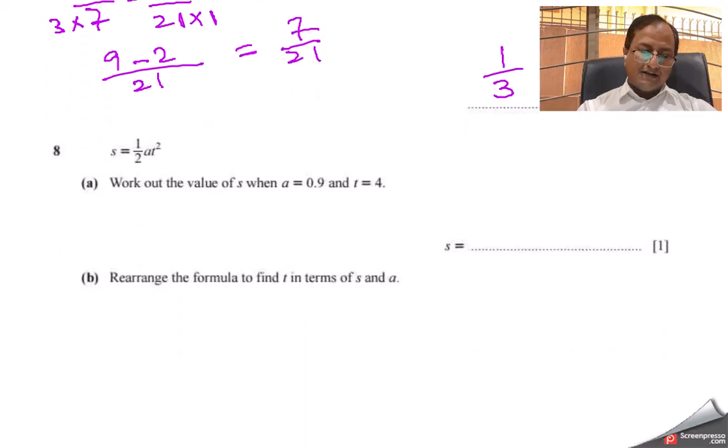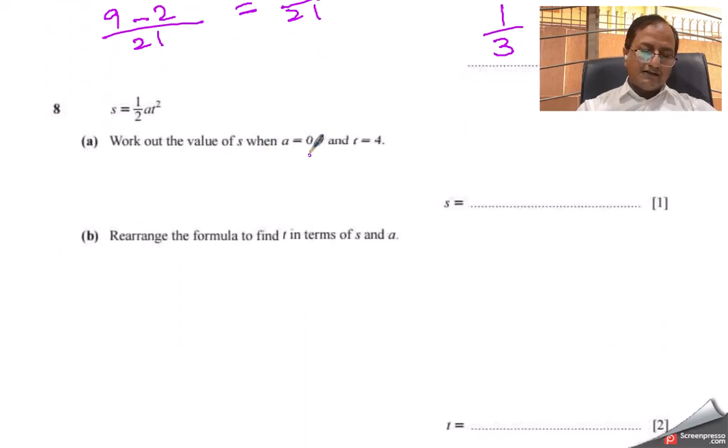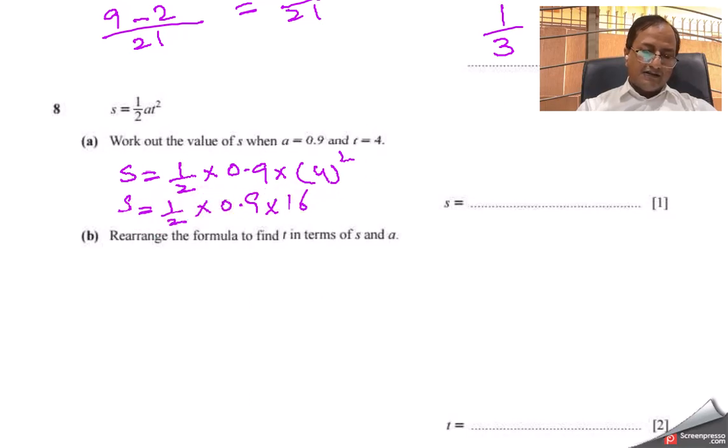Okay. After that we have: work out the value of s when a is 0.9 and t is 4. We're supposed to find s, that is s equals half a t squared. So a is 0.9 and t is 4, so 4 squared. Now s is 1 by 2 times 0.9 times 16. Now we're supposed to solve 0.9 times 8, and 0.9 times 8 gives us 7.2, and we have the answer, that is 7.2.